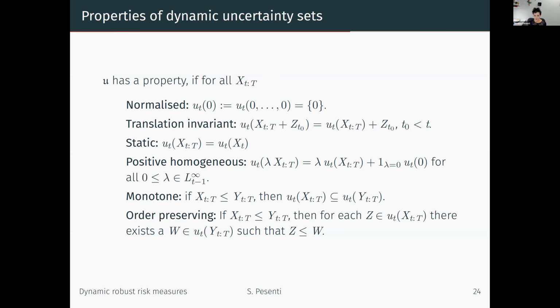So the idea is if I have a translation invariant uncertainty set, then I should get a translation invariant robust risk measure. Here normalization basically means that the risk of 0 is 0, and of a constant is the constant itself. Translation invariant means that if you have information that is already known or measurable at an early point in time, that shouldn't increase the uncertainty. Static is if the uncertainty of the risk only considers the information at time t, and so on. So we have a couple of different properties that the uncertainty set could satisfy.